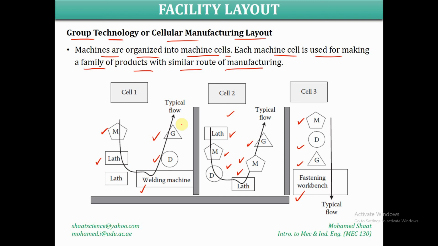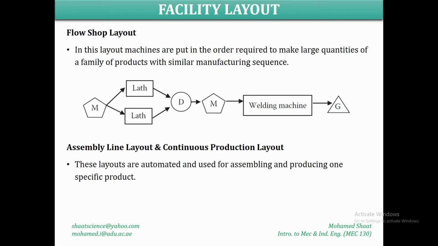one specific route of manufacturing, so we can use this cell for making products that follow this route of manufacturing. Any product, whatever it is, that follows this route of manufacturing, we are going to use cell 1 to make this product. In case we have another product that follows another route, like cell 2's route or cell 3's route, we are going to use either one to make this product. Make sense? So this is another way of arranging the facility, another type of facility layout.